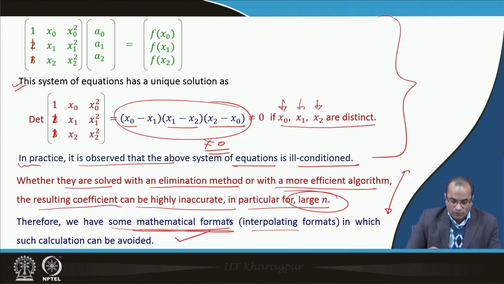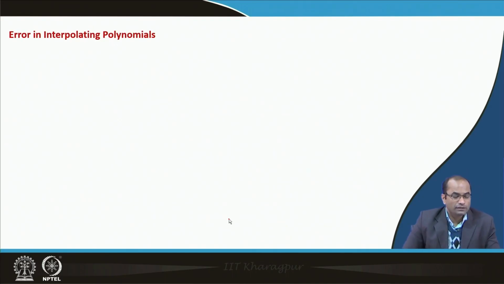The last portion of this lecture will be about the error in the interpolating polynomials. Before we go for different methods of constructing that polynomial, because the polynomial is unique, we can talk about what the error in this approximation actually is. That is also an important point which we should address.